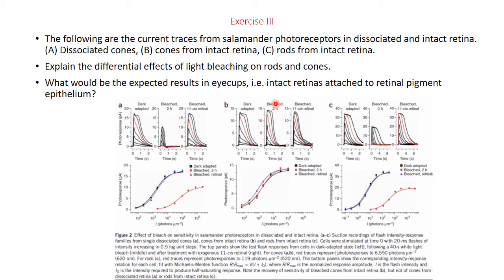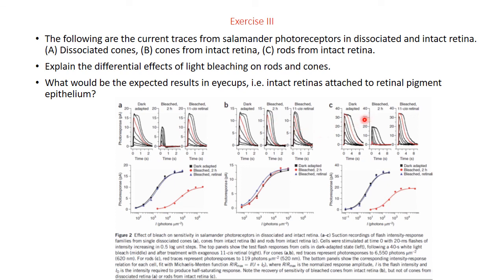Now, the photoresponse of these cones is quite different in the intact retina. It's very difficult to bleach the photoresponse of cones with light, as you can see in dark adapted conditions, and even after bleaching with light, you can get relatively intact responses.